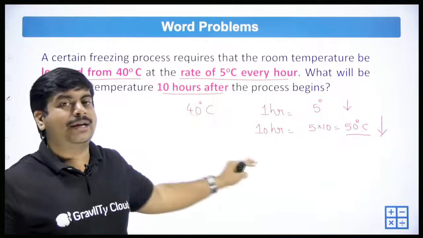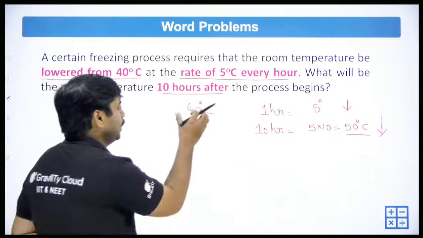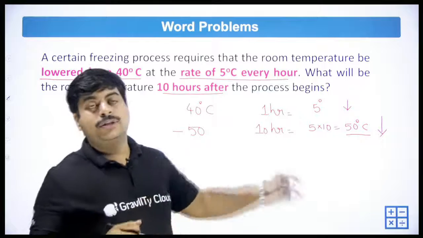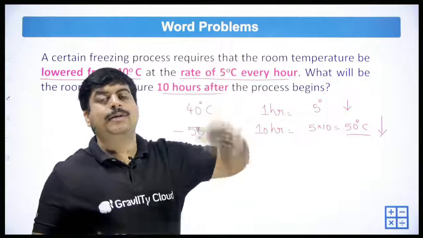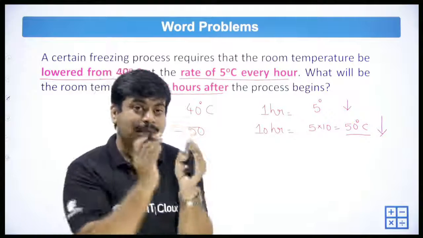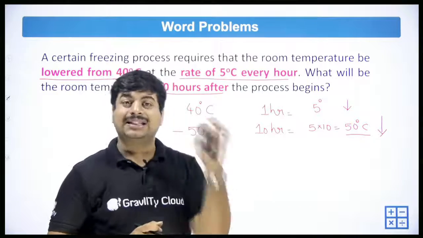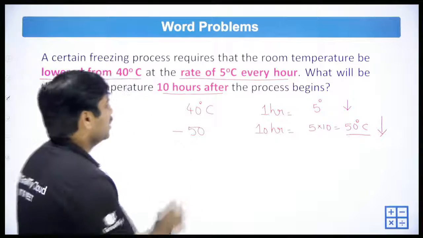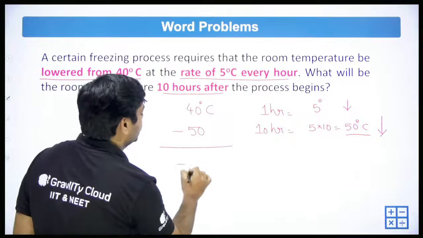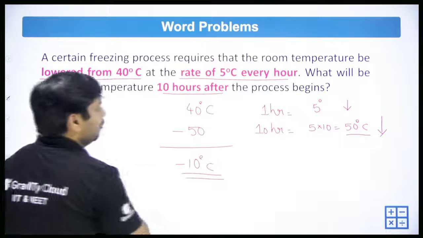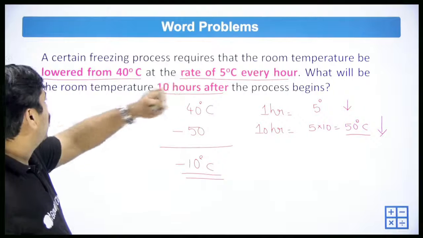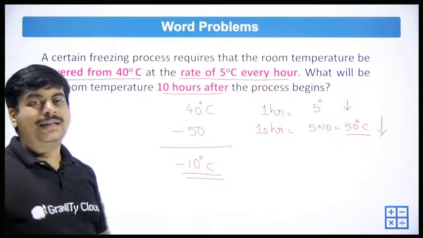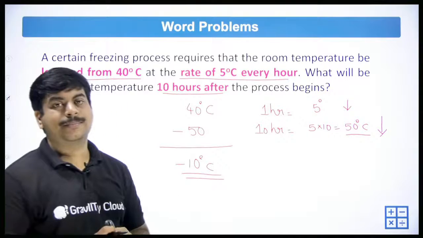What is the initial point? 40 degrees. So from 40, you are decreasing by 50. You should not go up, because you are not increasing, you are lowering. Lowered means you are decreasing. That is the reason I am saying word problems are very important to understand and very easy to solve once you understand the question. So 40 minus 50 will give you minus 10 degrees Celsius, right? What will be the room temperature 10 hours after the process begins? It will reach minus 10 degrees.